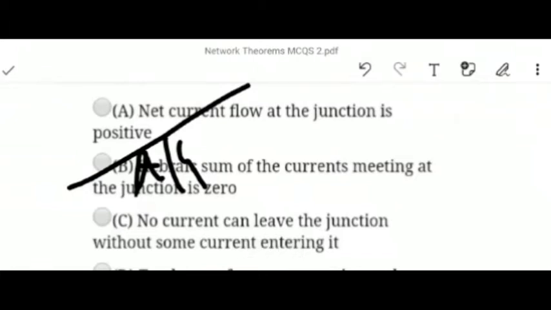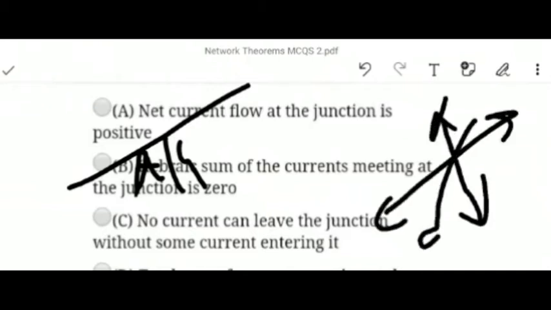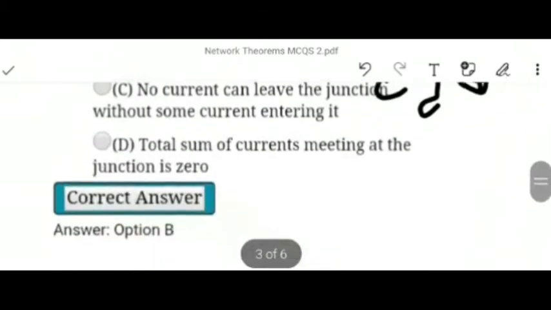In a network like this, current I flows here, and the resistance gives IR. So the algebraic sum of the current meeting the junction and the current leaving that junction is equal to 0. So option B will be our correct answer.